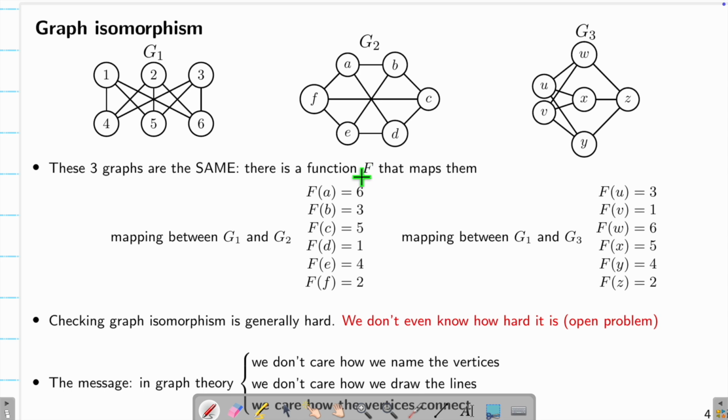That means there's a function f that is a bijection. I can map 1 to a point here. I can map 2 to a point here. I can map 3 to a point here. Vice versa, I can map C to a point here. I can map B to a point here. And there's a 1-1 correspondence. Then they are the same thing.